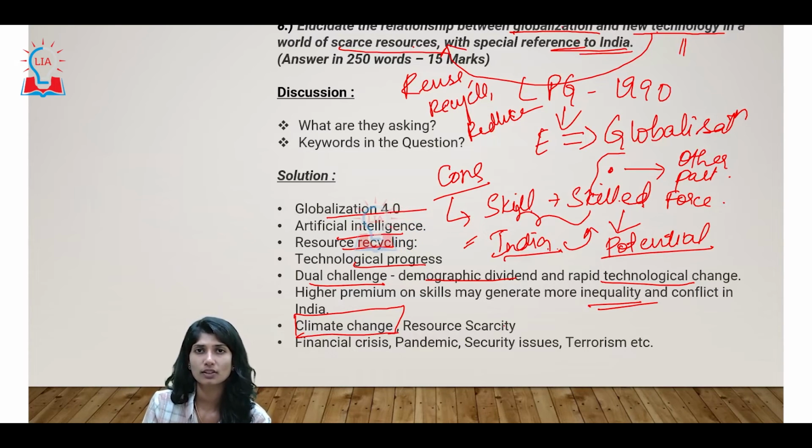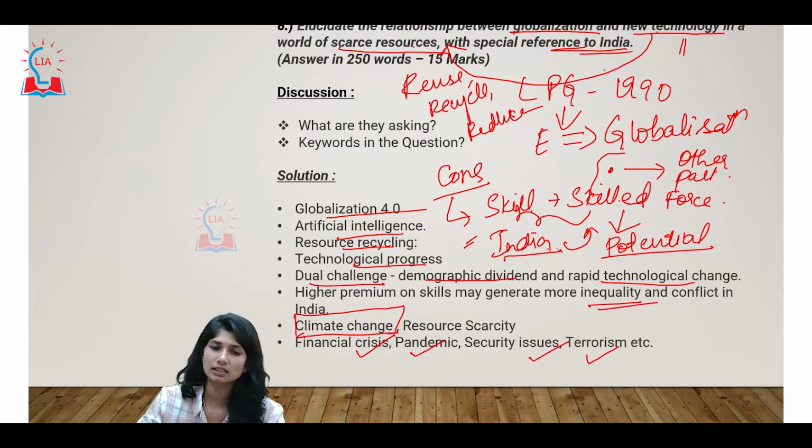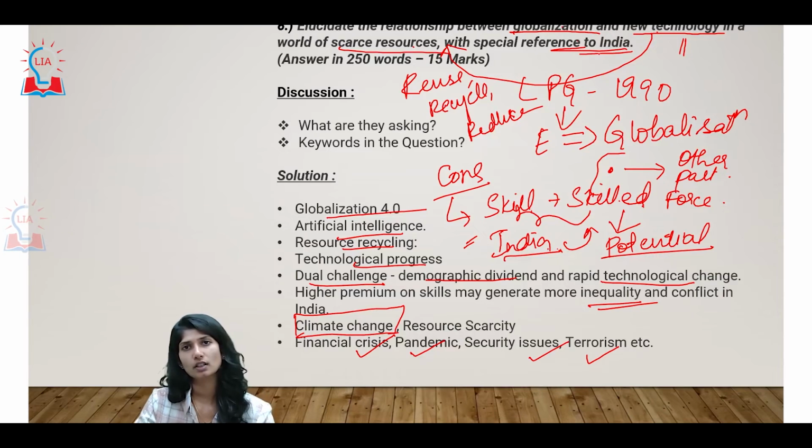Yes, which means we had to become more and more closed in the form of pandemic, financial crisis, security issues, terrorism. Amidst all these things which are interlinked and interconnected, how should the new technology, globalization, and scarce resource, a trifecta, be curbed, and how it has to be addressed with special reference to India is how the question has to be addressed. I hope you have understood the questions up until now, how to deal with it.